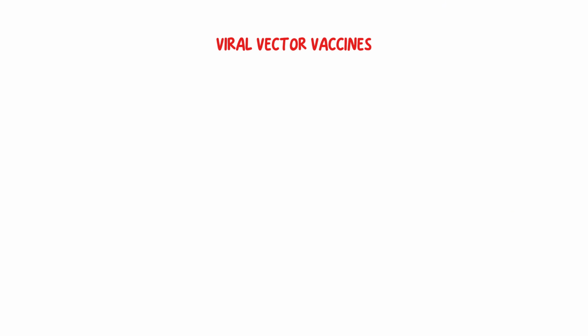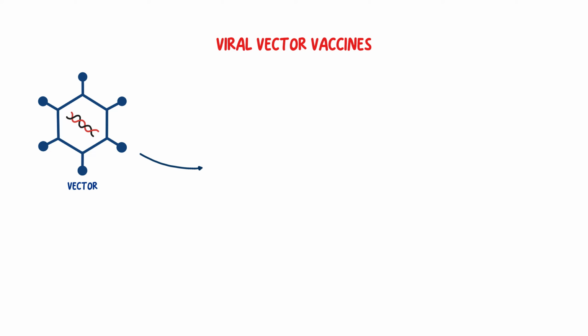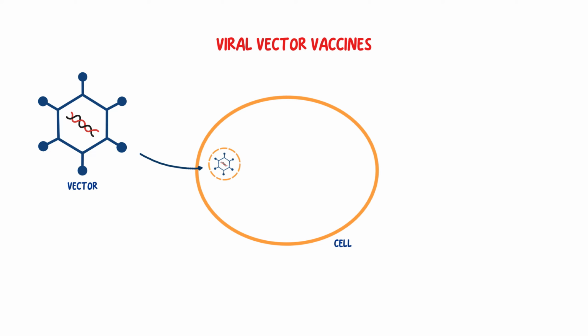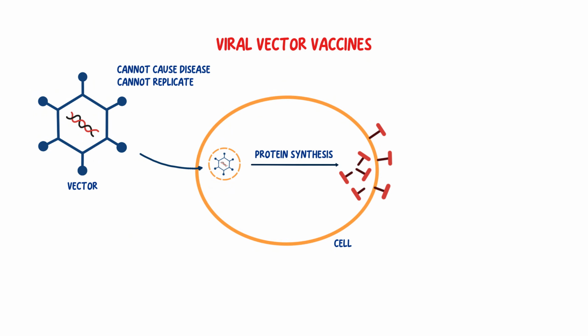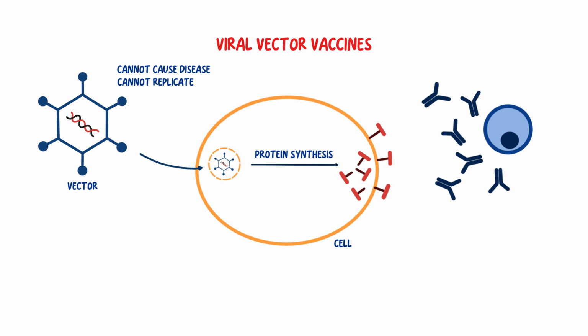Viral vector vaccines use a harmless modified virus, known as the vector, to deliver synthetic genetic material into cells. The vector virus is modified so that it cannot cause disease or replicate within the body. Its role is solely transportation. Once inside the cells, the genetic material carried by the vector provides the instructions to produce a specific protein associated with the pathogen. This protein is then recognized by the immune system as foreign, prompting an immune response.